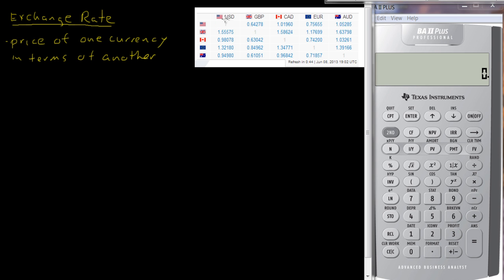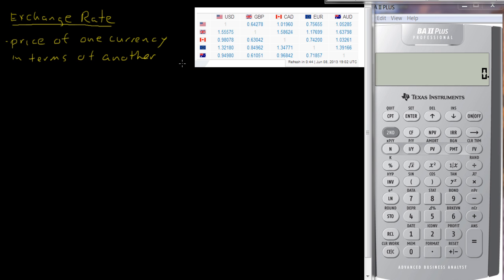So let's look at the dollar-pound sterling exchange rate. Now there are two ways you can see this. You can see it here, which is dollars per pound, or here you can see pounds per dollar. And those are the two ways to quote. There's something called direct quote, which is how many units of the domestic currency does it take to buy 1 unit of the foreign currency. And then there's indirect quote, which is how many units of the foreign currency does it take to buy 1 unit of the domestic currency.